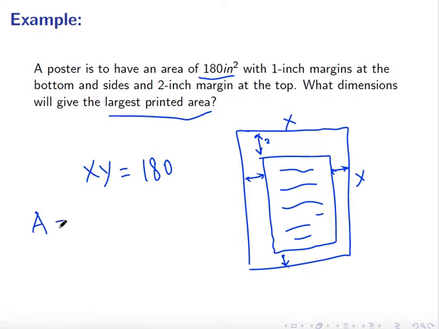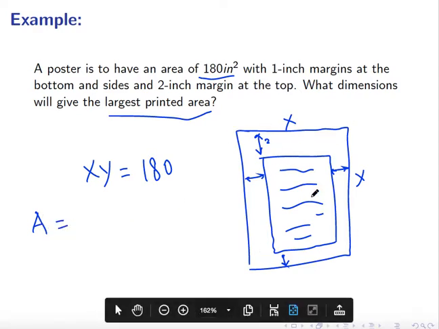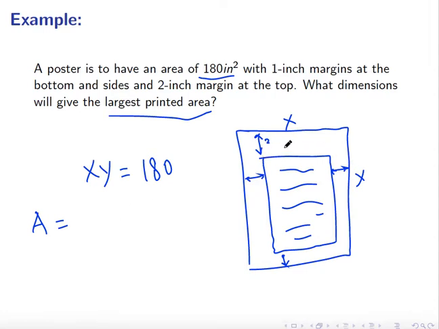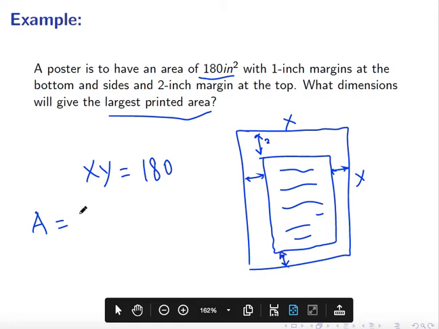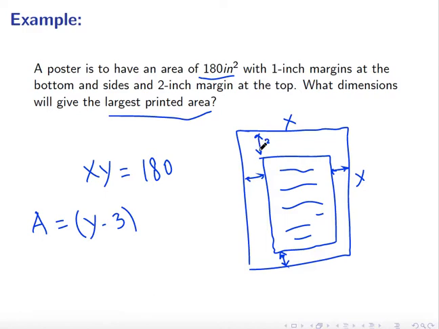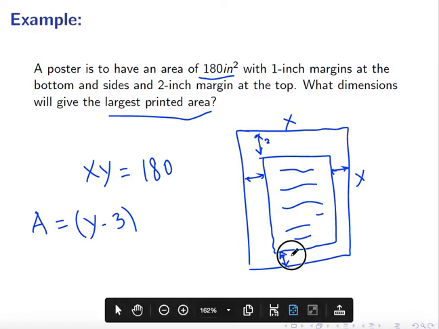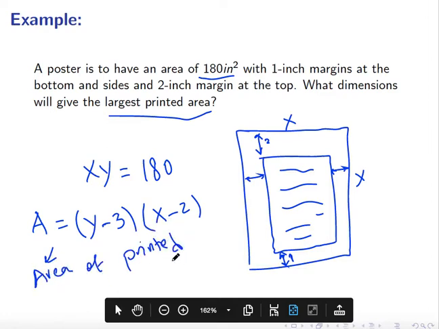Very easy to find it, because the outside is xy, the inside, like y, I have to subtract, like I have to write y minus 3. Why? Because I have 2 units, 2 margins up, and 1 unit margin down. So it will become y minus 3. And then for this side, I will have x minus 2. So this is the area of the printed rectangle.